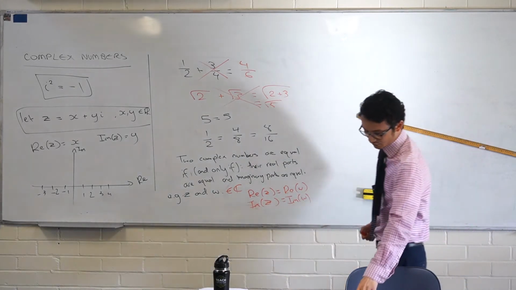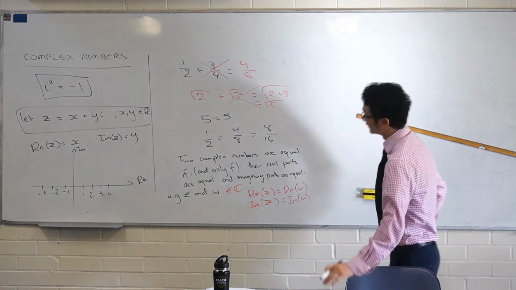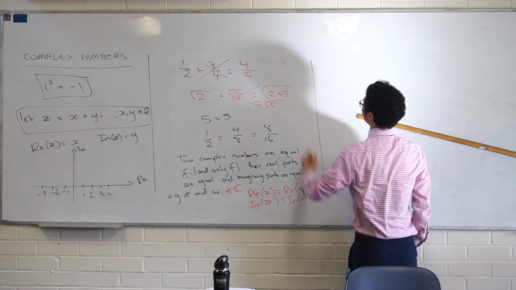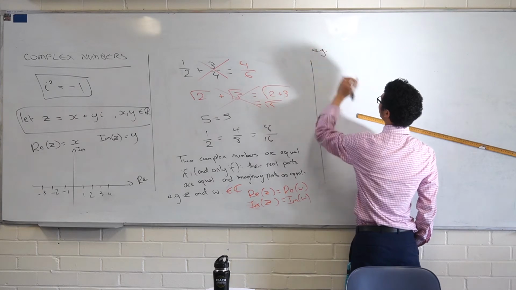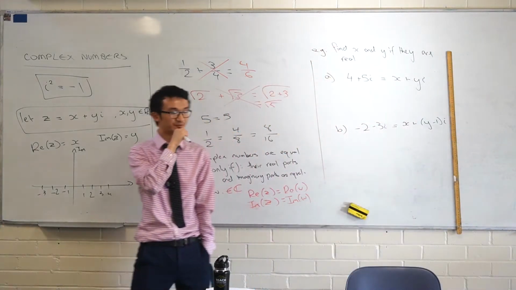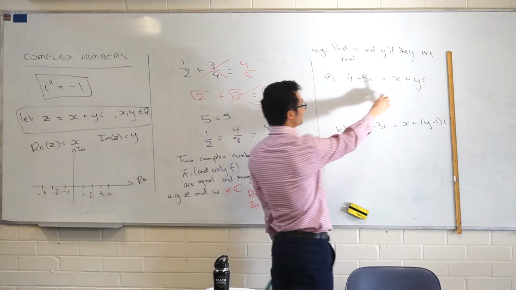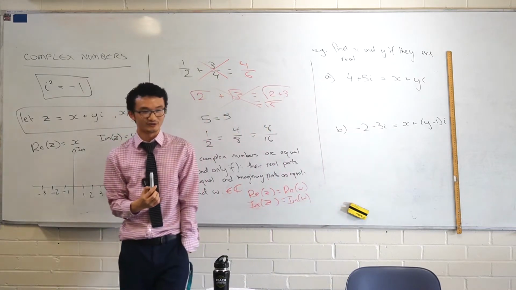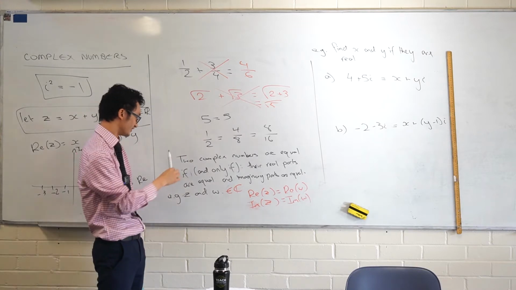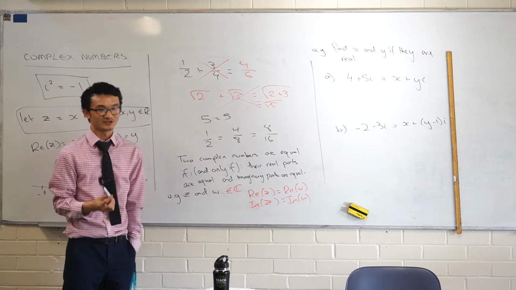How do we use this to solve problems? Let's look at these two examples. We're talking about the equality of complex numbers, and this statement is saying that they're equal. And if they are equal, then we know some important things. We know that the real parts are the same, and we know that the imaginary parts are the same.